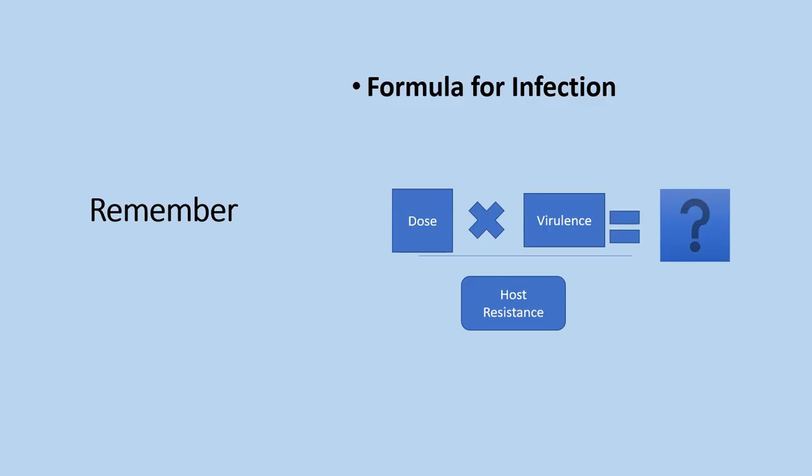There's actually a formula for risk of acquiring a disease due to occupational exposure. And it begins with dose of the organism. How much of that virus, for example, was present? And we multiply that times the virulence. How powerful is that organism? And the bottom line is host resistance. As I said, the healthier you are, your own immune system works to protect you.